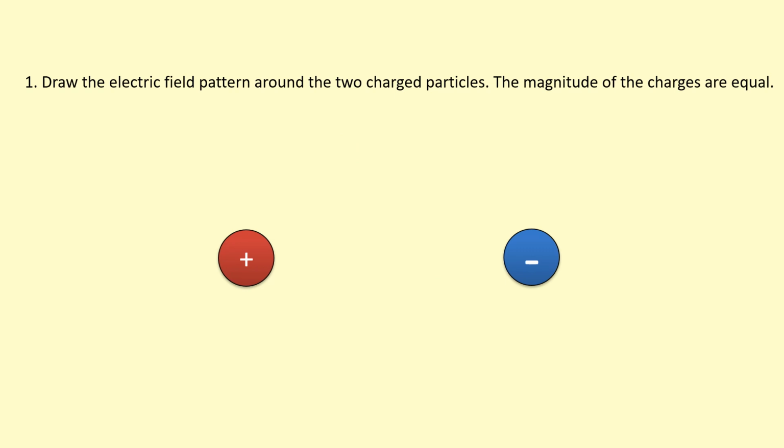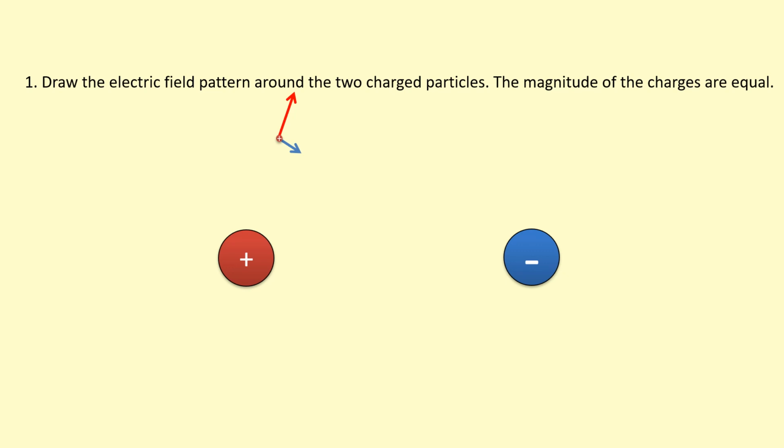They're right next to each other. The magnitudes of the charges are equal. To figure out what the electric field pattern looks like, I'm going to pretend to be a test positive charge. The positive particle on the left is going to repel it, and that force acts away from the center of that positive particle. The one on the right is going to attract it, but because that one on the right is further away, it's going to be a smaller force.